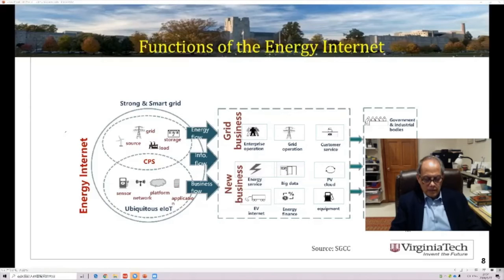Then we have on the top the grid business, which is enterprise operation, grid operation, customer service. Okay, the new business in the lower half, you notice here is energy service, buying and selling energy, not just from power station, could be solar, could be wind, could be storage, big data, PV cloud, charging station equipment, energy finance, electric vehicle internet, all of that is new business now.